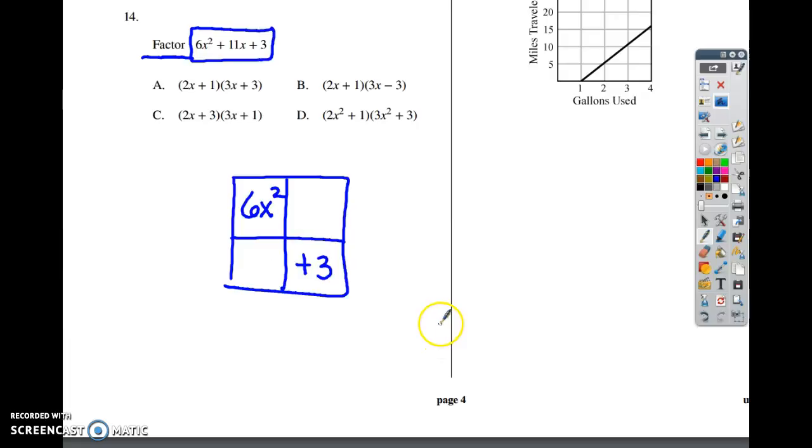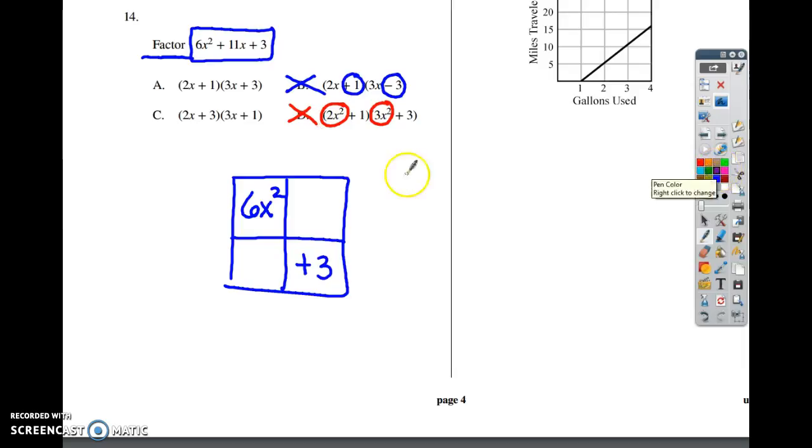And those of you who know how this works, you know that the last two numbers are going to multiply and give you a positive 3. So it cannot be B, because it's saying a positive 1 times a negative 3. When you multiply those two, that does not give you a positive. All the rest of them do. You can also eliminate D because it says 2x squared times 3x squared. You cannot have that. 2x squared times 3x squared is 6x to the 4th power. So that's also not it. So now we're left with two answers.